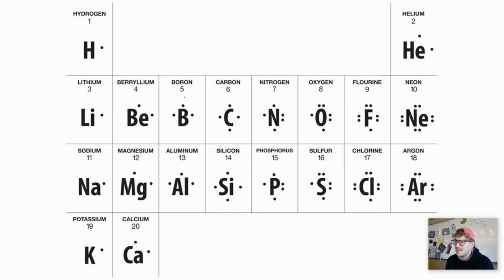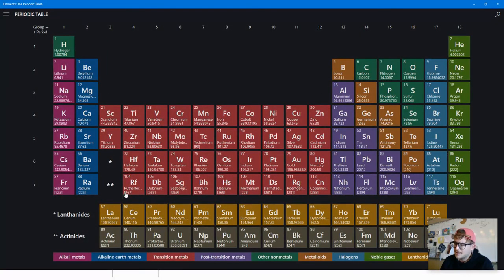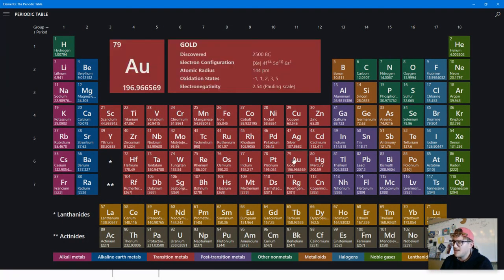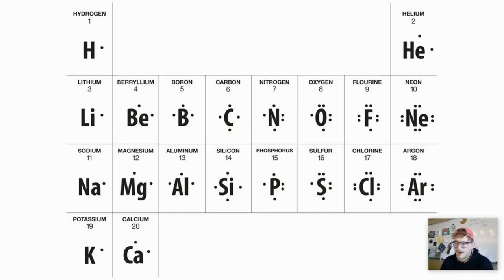So here we have kind of like a smushed version of the periodic table. Now, if you look at the real periodic table, it's a lot bigger than this. But what we're doing is we're cutting out this huge middle red block here, and then we're smushing it together. So that's what we're looking at in the PowerPoint. And I want you to notice something.